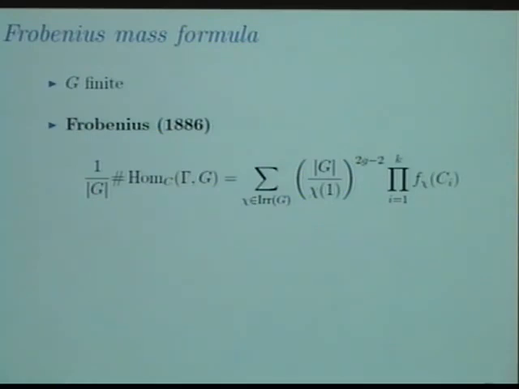So here's the expression. The number of homomorphisms of Γ, being π1 of the surface with the punctures, into G has this explicit expression as a sum over the irreducible characters of the group G.